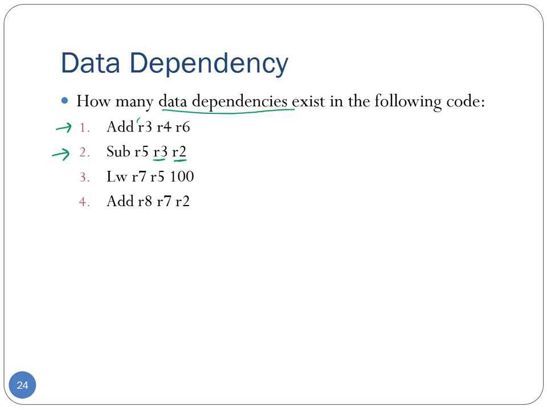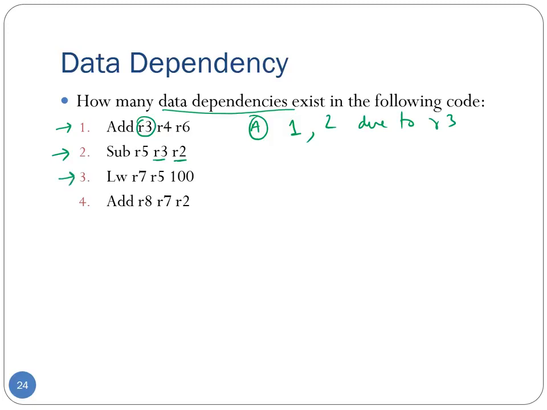So you see R3 is a destination here in the add. So there is clearly a dependency between the add and the subtract, right? So our first dependency is basically between instructions 1 and 2 due to register R3, right? R2, there is no conflict because of R2.